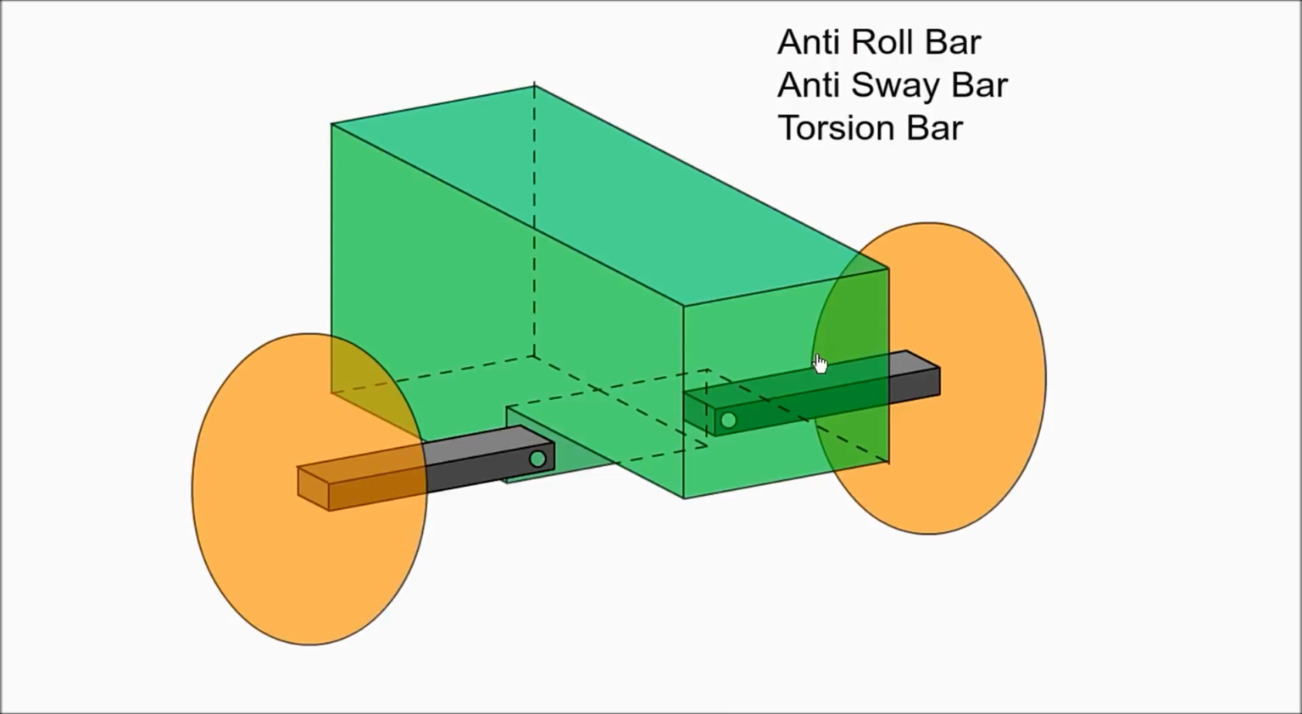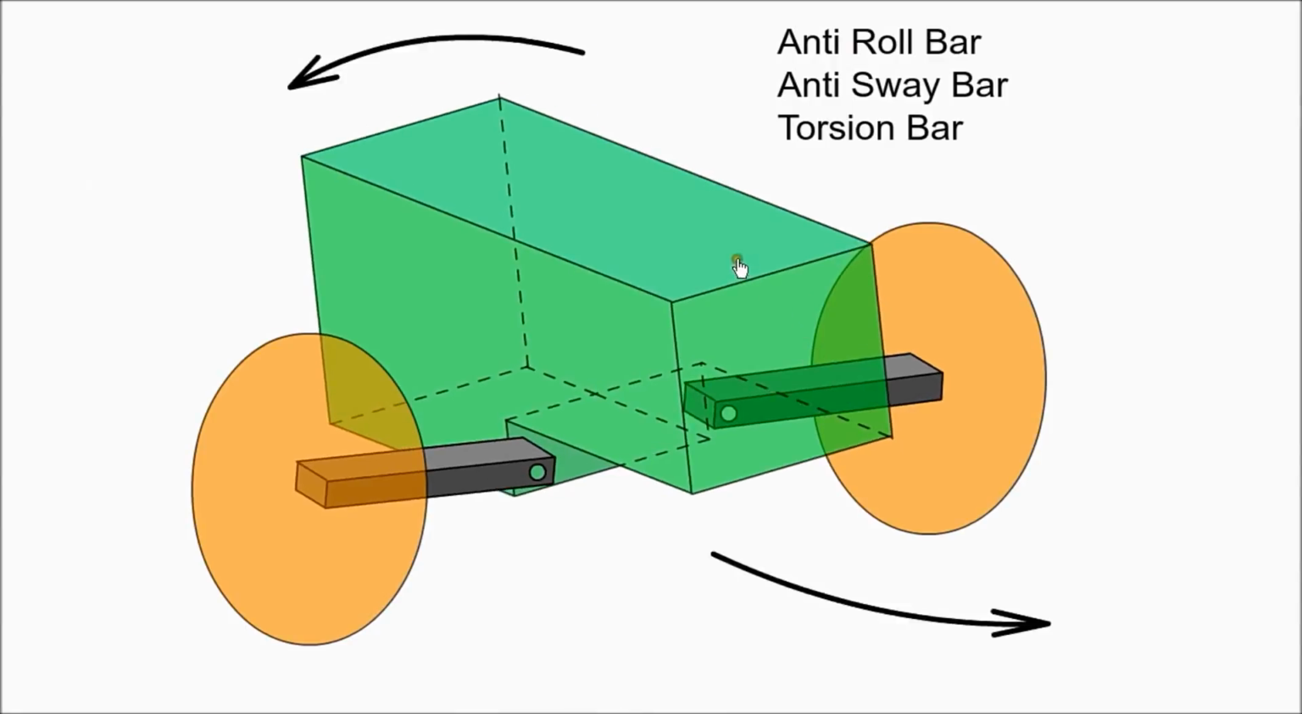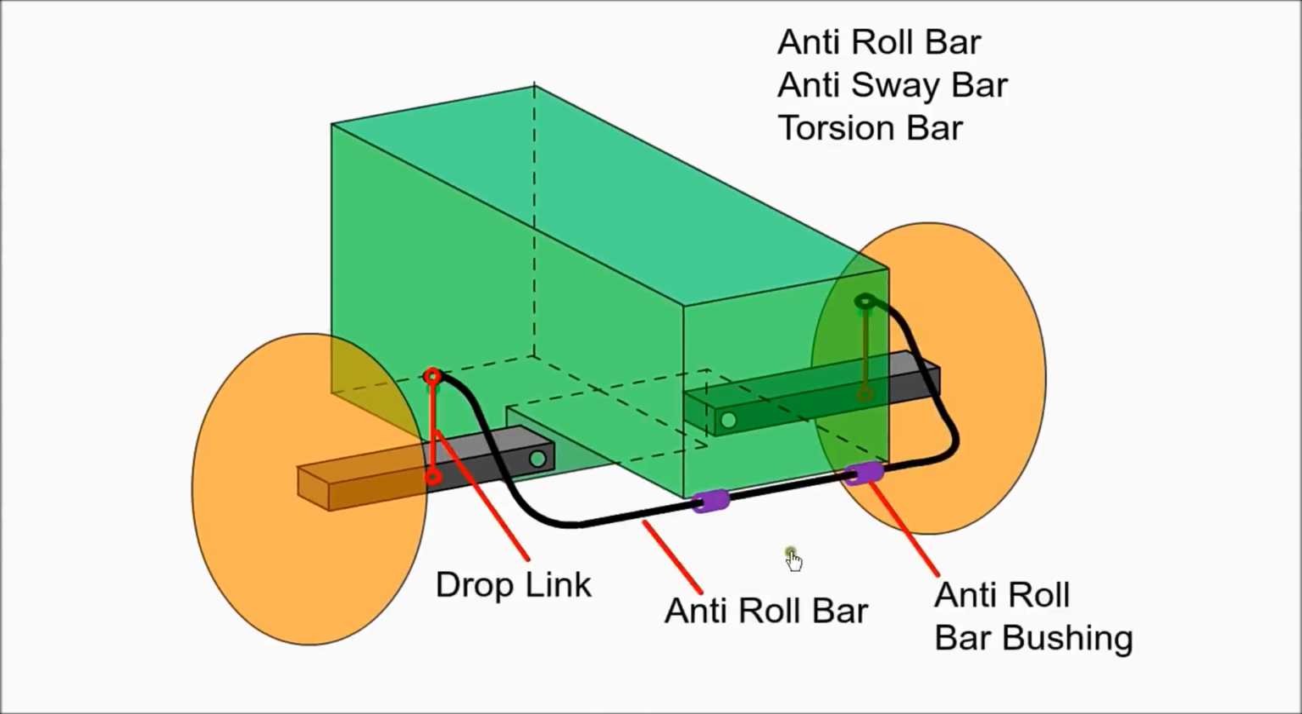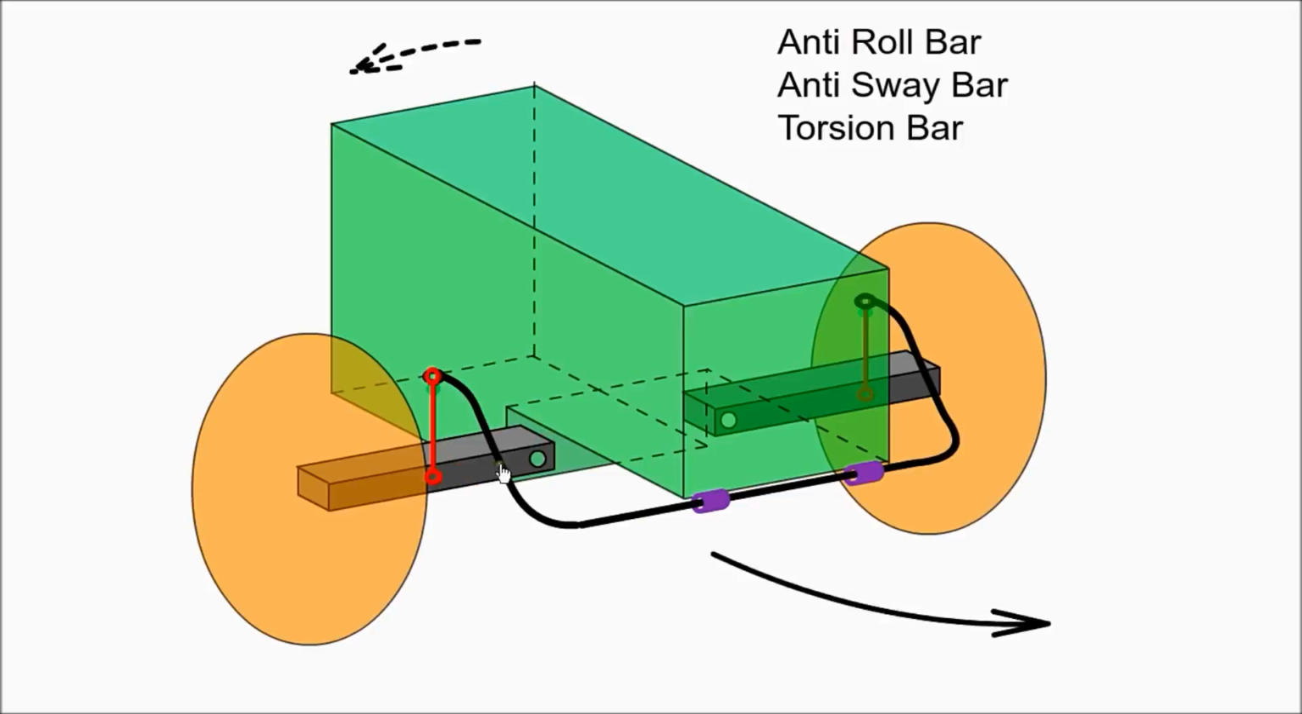When a car corners, the body tends to roll or sway. In this demo, we have omitted the springs and dampers for clarity. An anti-roll bar, sway bar or torsion bar connects left and right side suspension to each other. As the suspension is compressed on one side, it exerts a twisting force on the torsion bar, transferring some of the load to the other wheel, reducing body roll.